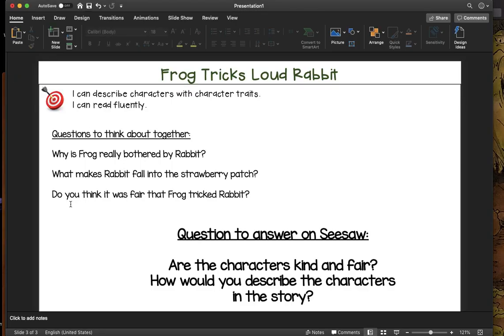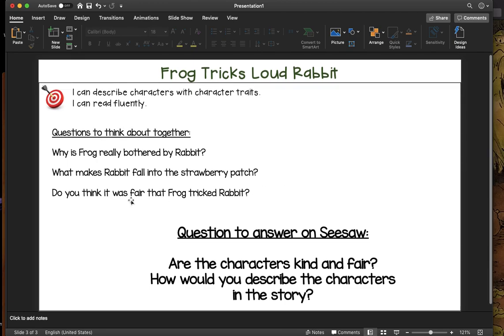And our last question that we're going to think about together, do you think it was fair that Frog tricked Rabbit? What do you think? Do you think it was fair that Frog tricked Rabbit? And you might have a different answer than another friend who's thinking about this question. So again, this is just one that I want you to think about, maybe answer to yourself or someone that you might be working with right now. Do you think it was fair that Frog tricked Rabbit?